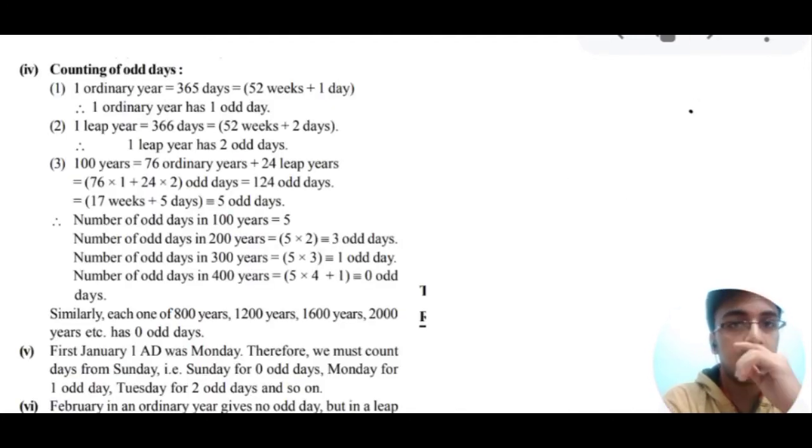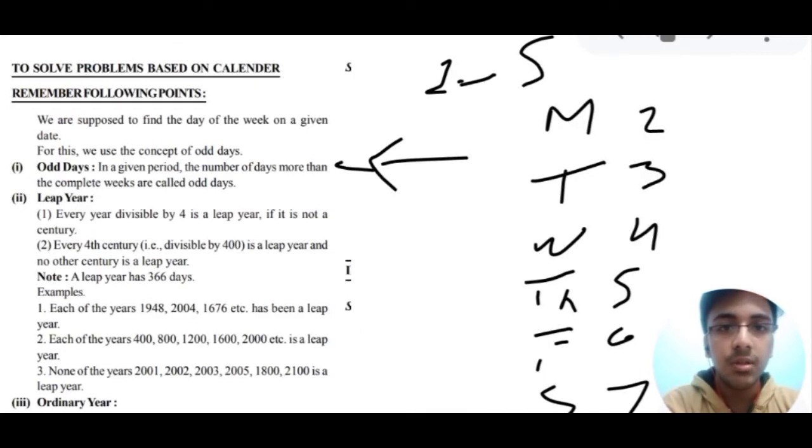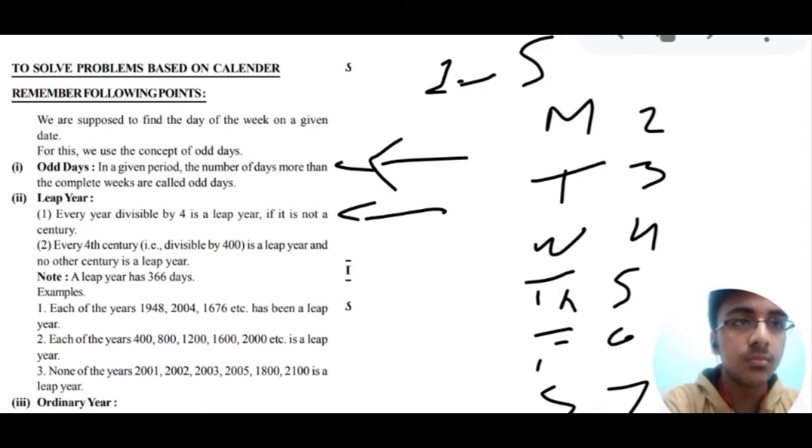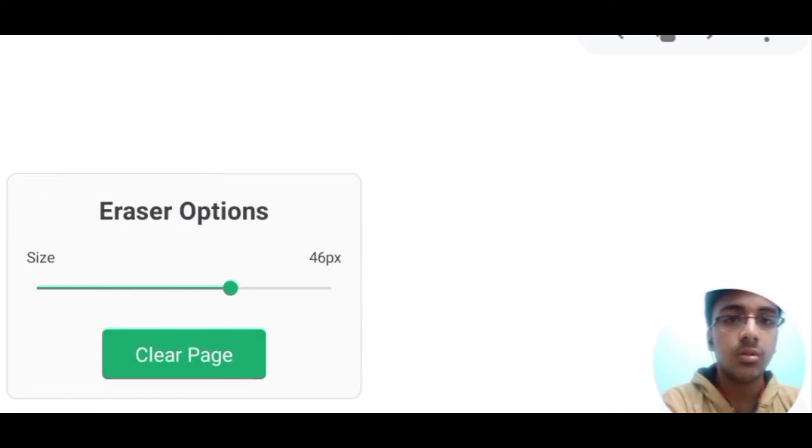So let's go for another example, here you can see the example. Every year divisible by 4 is a leap year. We know that every year divisible by 4 is a leap year here, if it is not a century. Now let me tell you what is a century. So if it is not a century.